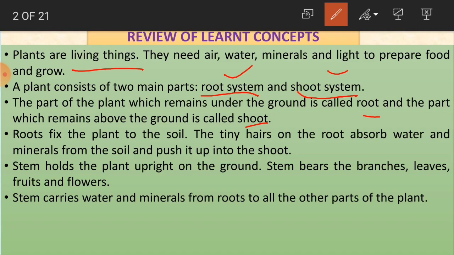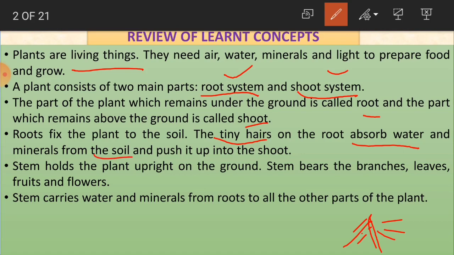And the tiny hairs on the root absorb water and minerals from the soil and push it up into the shoot. Do you remember the picture of the root, children? The root is inside the ground. It has so many tiny hairs, very small hairs. What do these hairs do? These hairs are going to absorb the water and the minerals which are in the water from the soil.